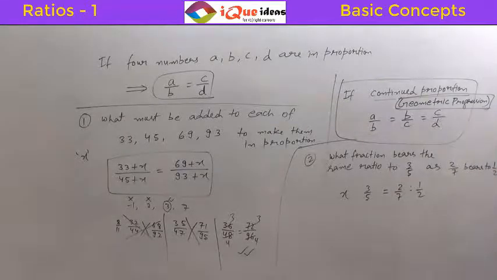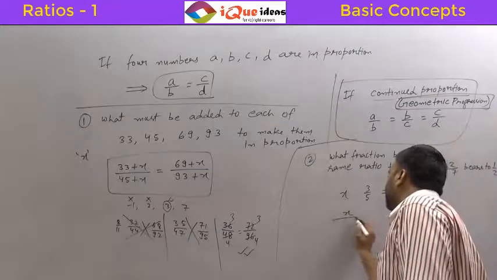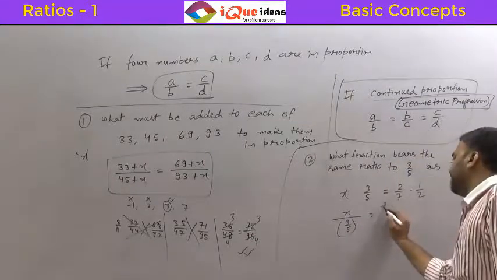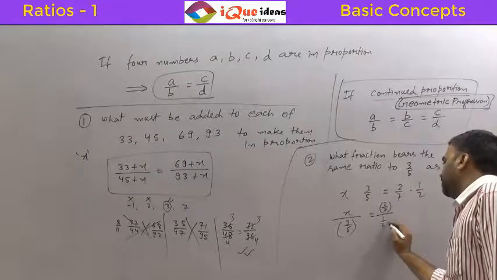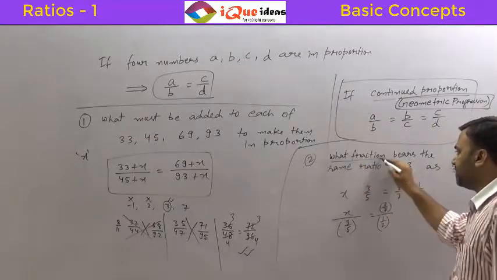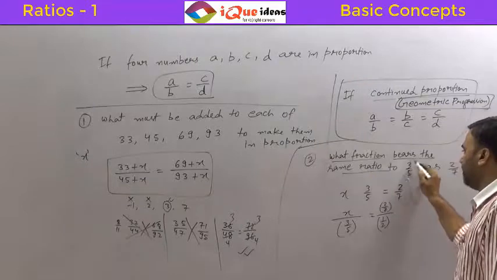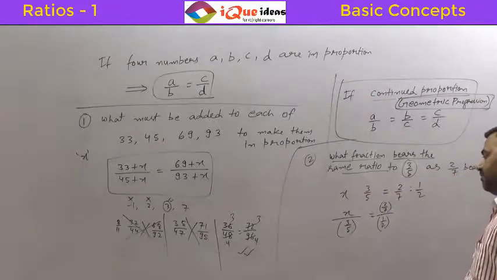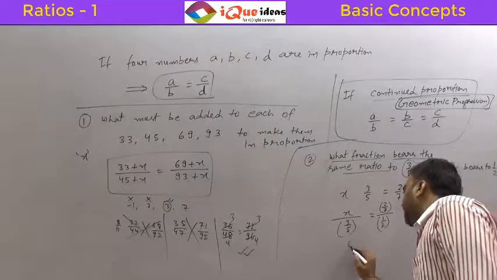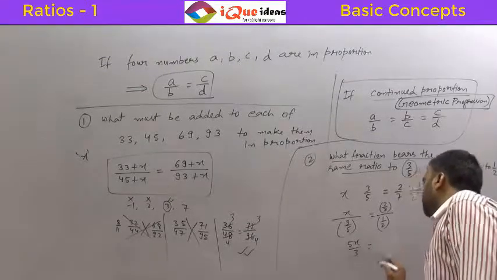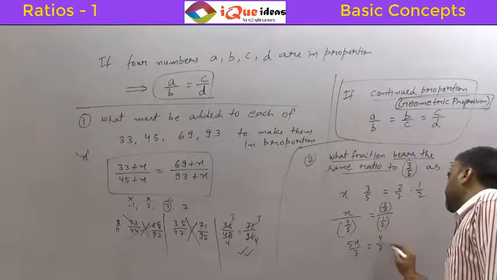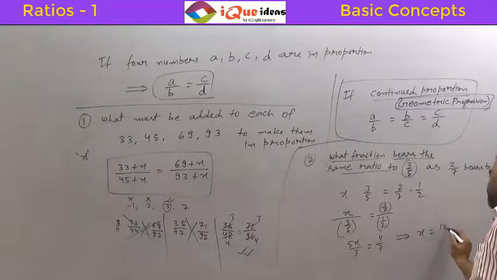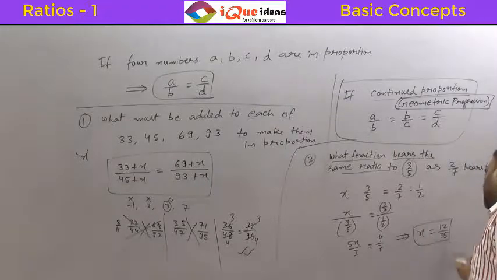So this can be written as x divided by 3 by 5 is equal to 2 by 7 divided by 1 by 2. So be careful about the order. It says what fraction bears the same ratio to 3 by 5. So x will come at the first position, then 3 by 5, and then 2 by 7 bears to 1 by 2. Let's simplify. So you will get 5x by 3 equal to 4 by 7. So finally from here we get x is equal to 12 by 35. So the required fraction is 12 by 35.